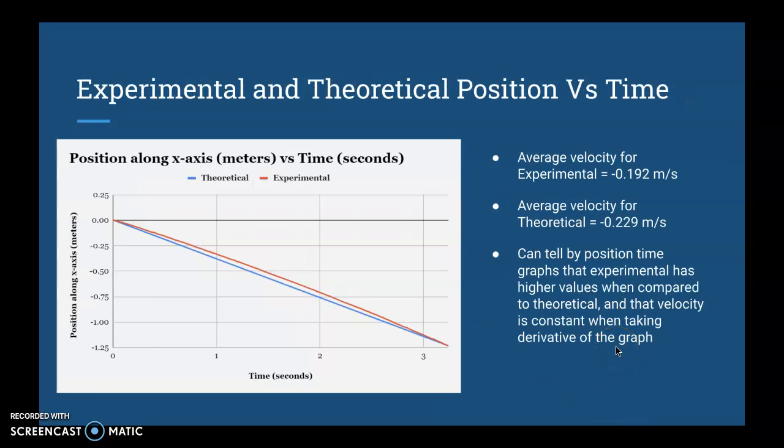When graphing both the theoretical and experimental lines in the same graph, we can see that the average velocity for the experimental line was negative 0.192 meters per second, and the average velocity for the theoretical was negative 0.229 meters per second. We can tell by the position-time graphs that the experimental line has higher values when compared to the theoretical, and that velocity is constant when taking the derivative of this graph, assuming perfect conditions.